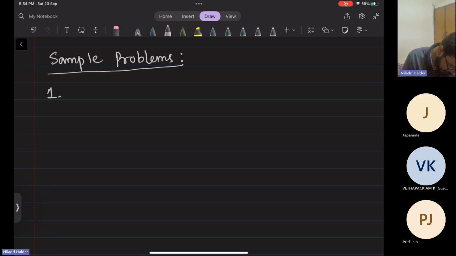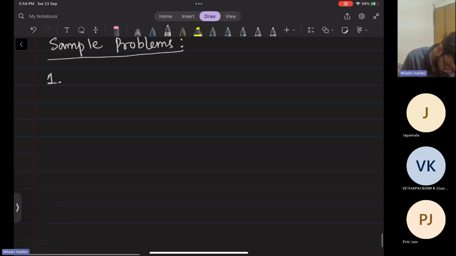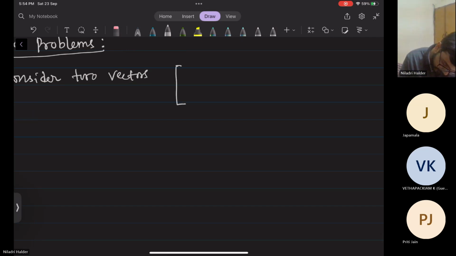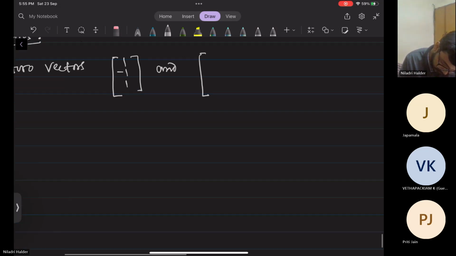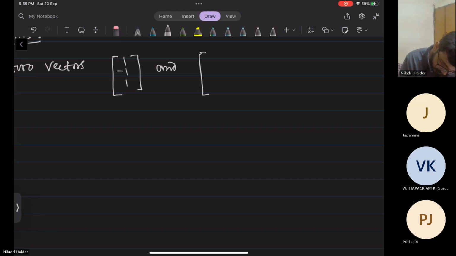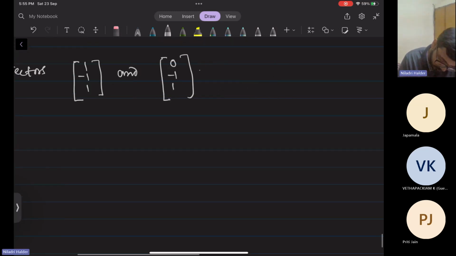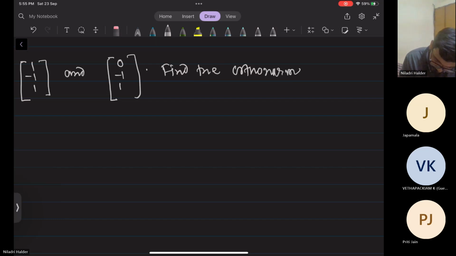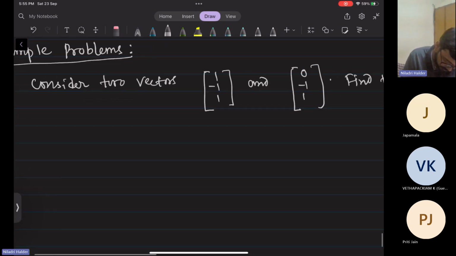First one is that, consider orthonormal vectors. Suppose one question is that consider vectors 1, minus 1, 1 and 0, minus 1, 1. Now find out the orthonormal vectors corresponding to them.